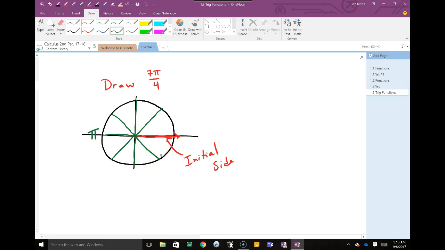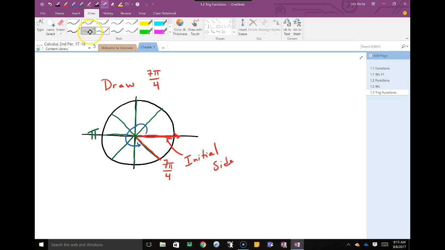So I have 1/4, 2/4, 3/4, 4/4, 5/4, 6/4, 7/4. So that spot right here is 7 pi over 4. Now, can I just leave it like that? Is that it? I gotta show that little line. Like, how did you get there?